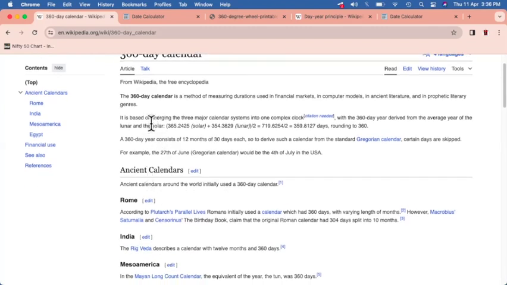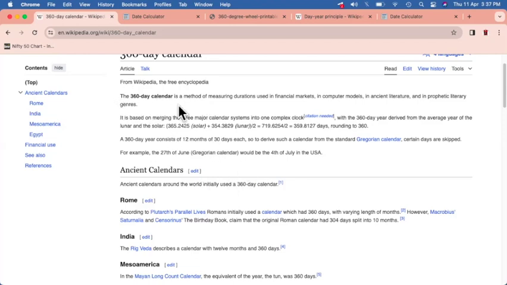It is based on merging the three major calendar systems into one complex clock, with the 360-day year derived from the average year of the lunar and the solar. That is, the solar is 365.2425 and the lunar is 354.3829. If we add these two together and divide by 2, we get a cycle of 359.8127 days, which is rounded to 360 days. This is the basic formulation or calculation for 360 days, which is important.